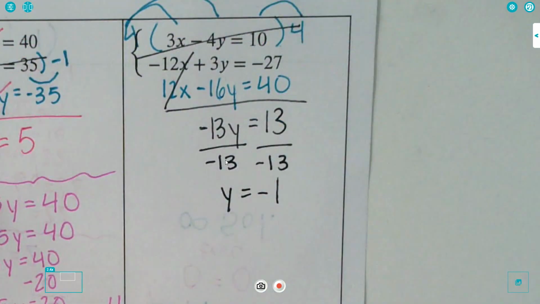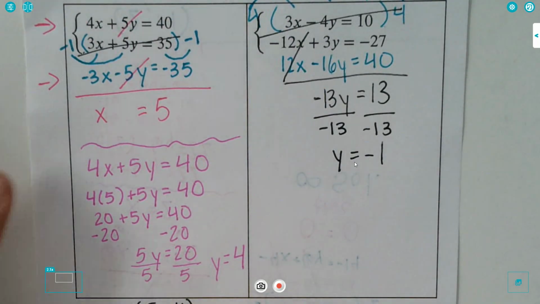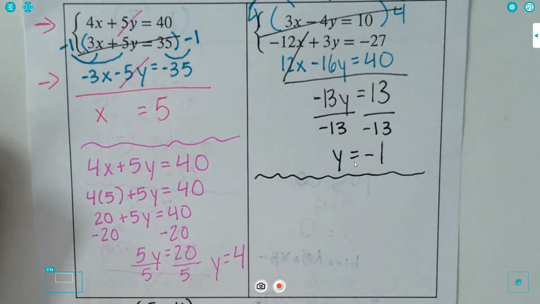Okay. Any questions there right now? Just giving myself more workspace. Okay. What do we still need to solve for? X. We know that y is negative 1. This is the first one where we've solved for y first. Make sure, regardless of which one you solve for first, you plug it in the correct spot. So if you know what x equals, plug it in for an x. If you know what y equals, plug it in for a y.